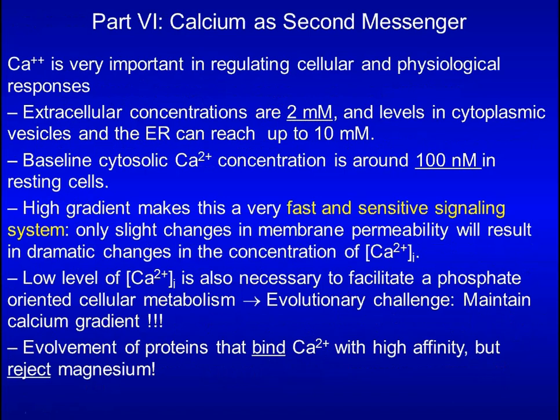Now, let's move to part 6. A high level of calcium outside and low level of calcium inside the cell generate a steep calcium gradient. Only slight changes in membrane permeability will result in dramatic changes in calcium concentration in the cytoplasm. A change in calcium concentration alters the activity of calcium-binding proteins and triggers physiological change of the cell.